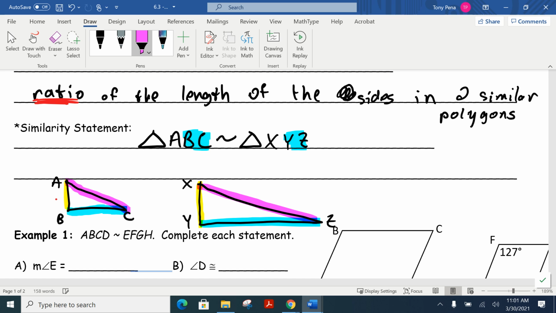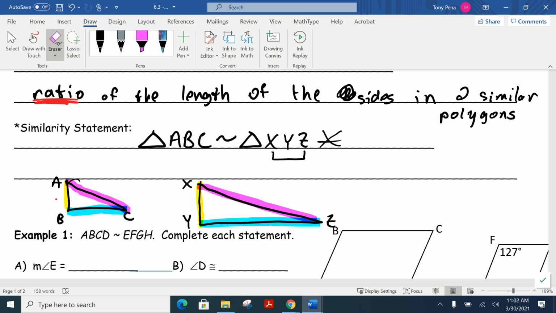AC and XZ, those correspond to each other. And notice how they're related to each other. AC are the two bookends, the first and the last. XZ are the bookends here. So that's how if I don't give you the graph at all, we can just look at this statement right here and identify what our corresponding parts are.